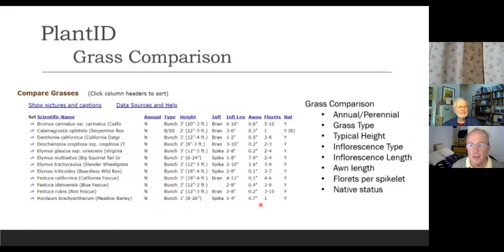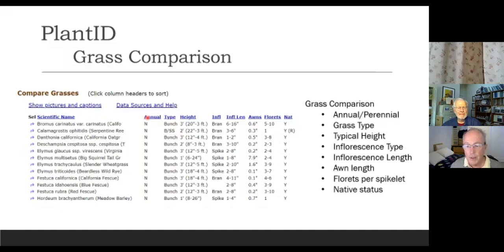Once you run a search against grasses, PlantID shows you the results in a table, as shown here. The table shows you facts and measurements of grass parts. You can sort on any type of information by clicking on its column header. So for instance, I could click on annual, and I would get all the annuals lined up before the perennials.